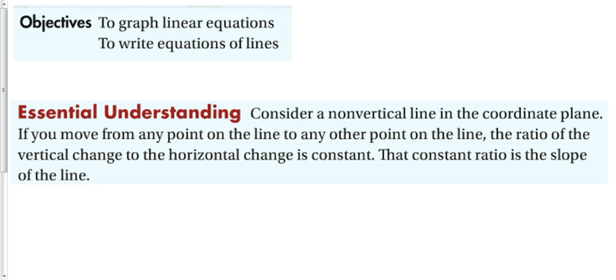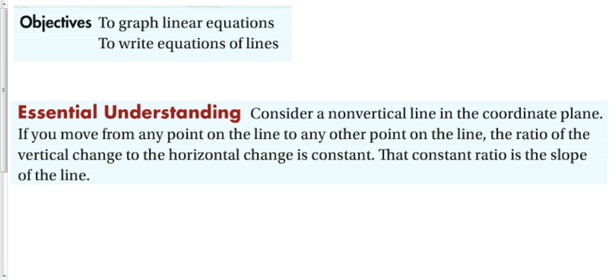So what you should know by the end of this section is we should consider a non-vertical line in the coordinate plane. Okay? And if you move from any point on that line to any other point on that line, the ratio of vertical change to horizontal change is constant. And that ratio is called the slope.